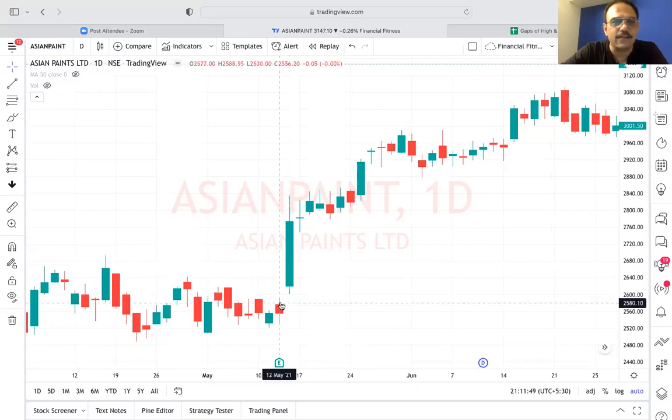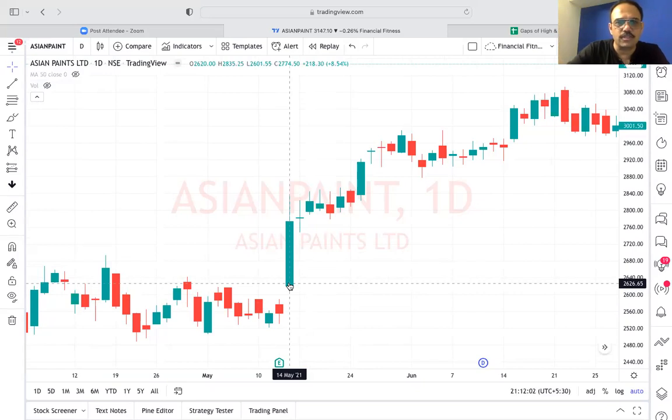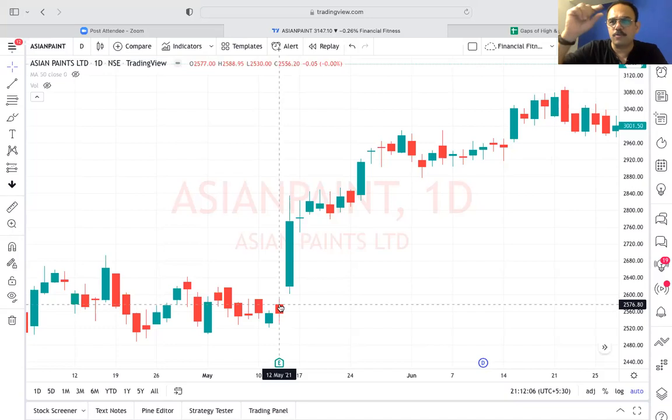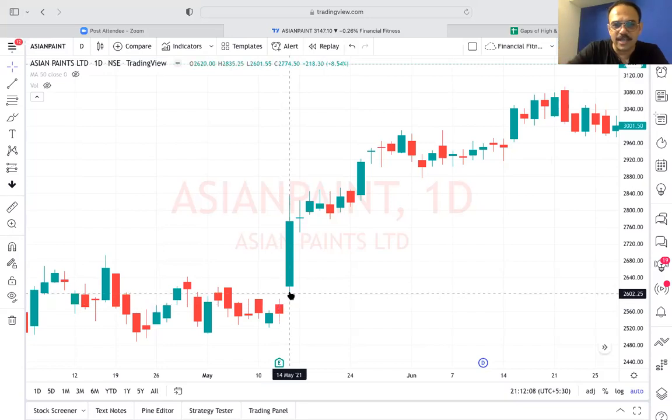If you see the value, the high of 12th May is 2588.95, and the low of 14th May is 2601. So 2601 minus 2588, almost 10 points gap, right? There is a 10 points gap between high and low. How many of you can see this? Yes, clear. So there is a gap.